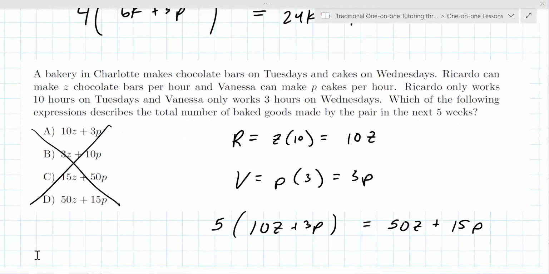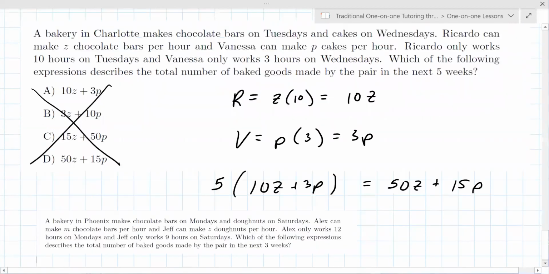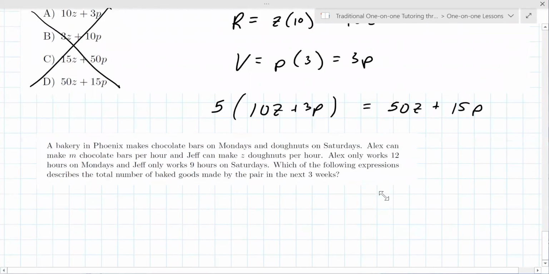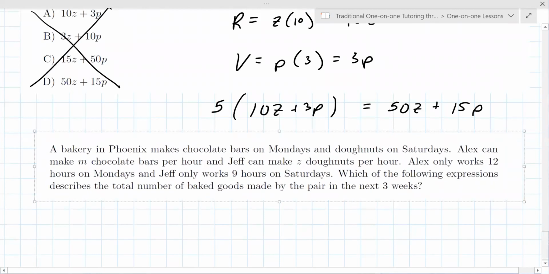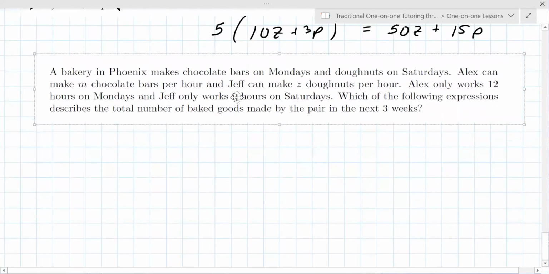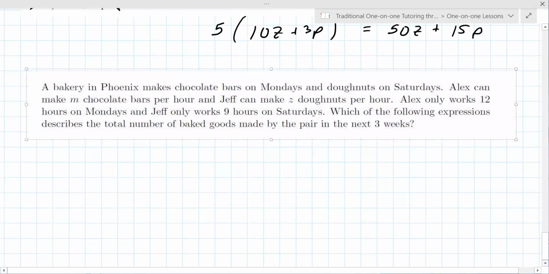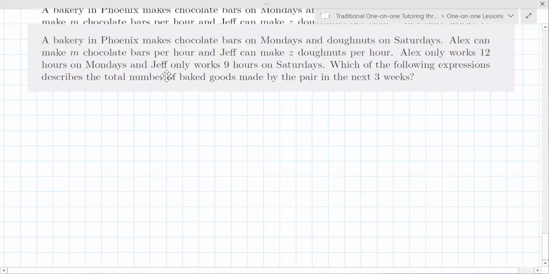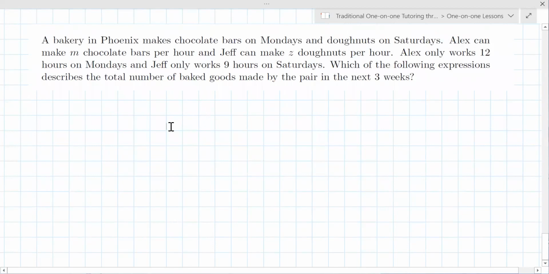Okay. Let me just get this frame better. There we go. Go ahead. All right.